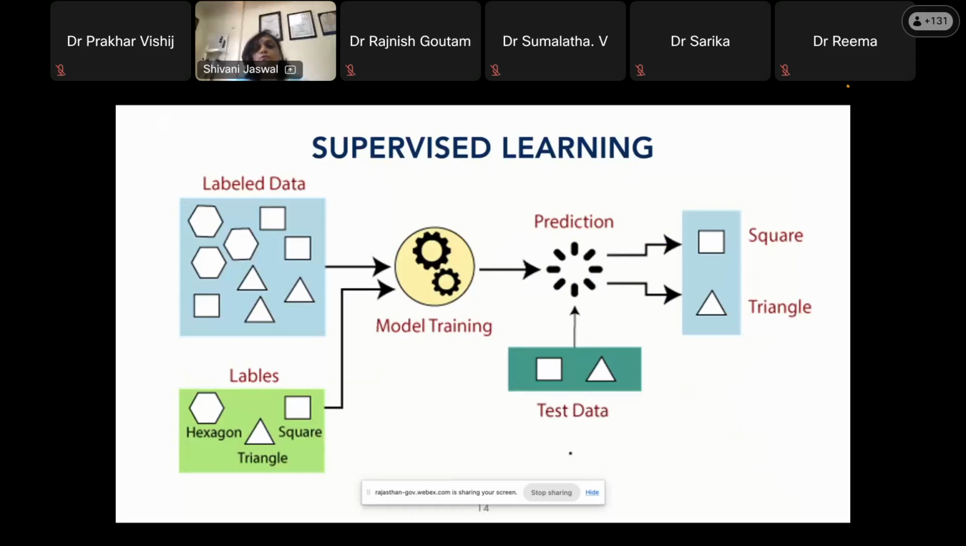So similarly in supervised learning also, you give a lot of data to the machine. This data is labeled, that means it knows what is the correct answer. So the machine will observe this and will make its own patterns and it will formulate its own ways of identifying the correct answers or the patterns. And then when you give it a test data or an unlabeled data, it will form the accurate predictions.